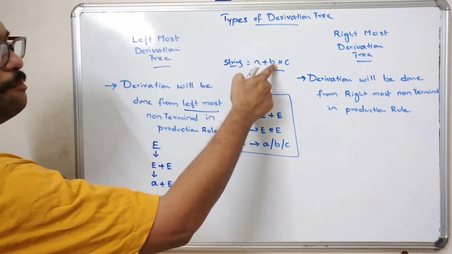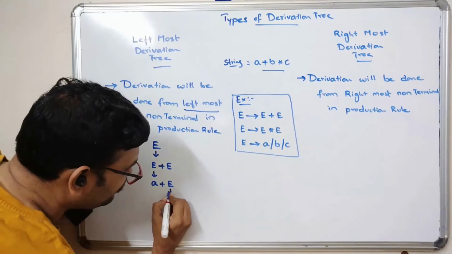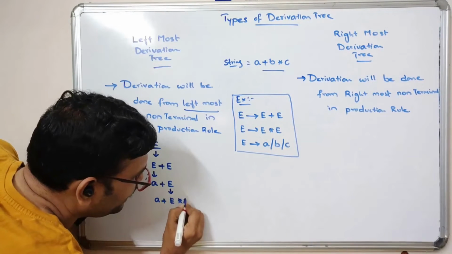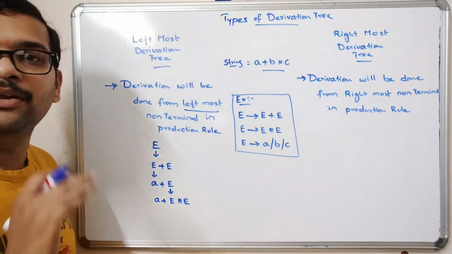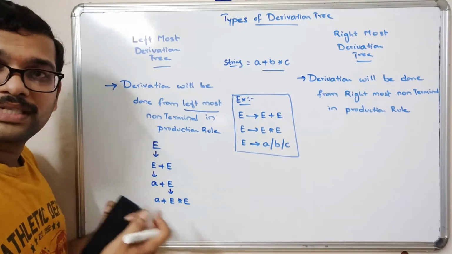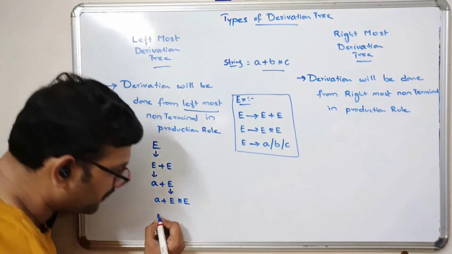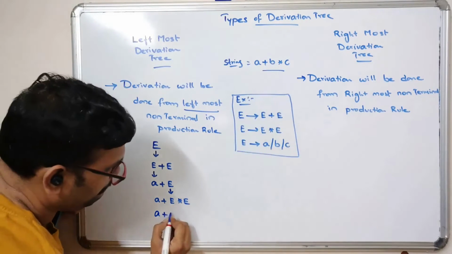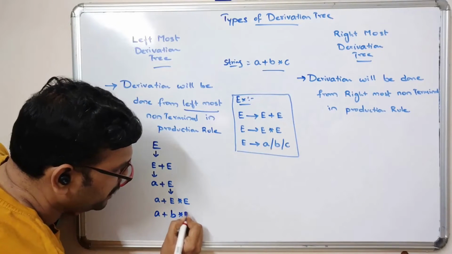Now according to the string B into C, this will be given as A plus E into E. So I will substitute E into E. Now among these, what is the leftmost? This is the leftmost. Now replace this E with B into E.